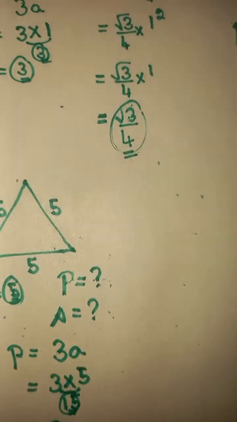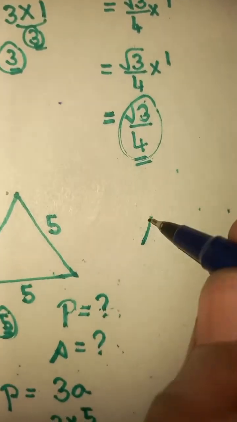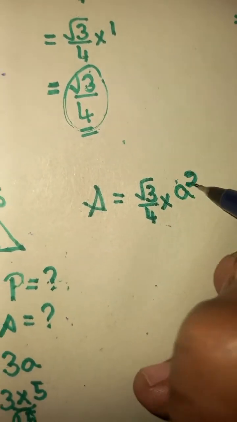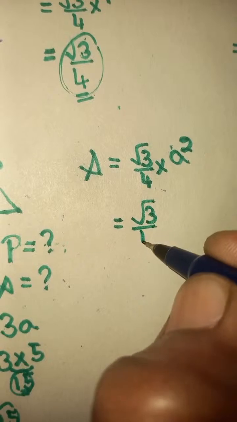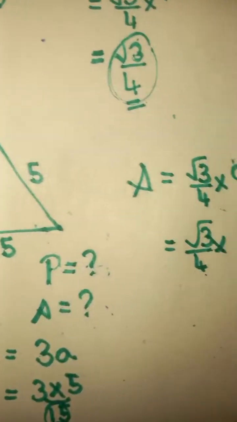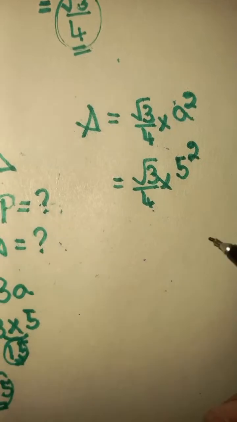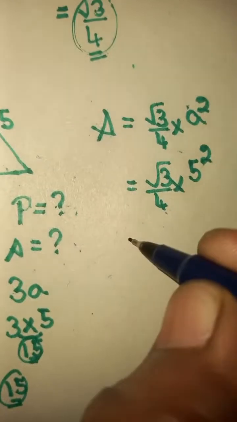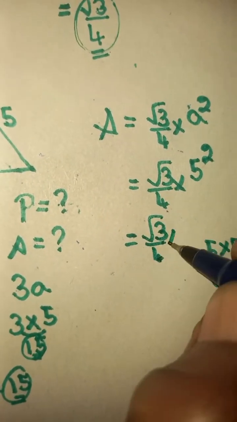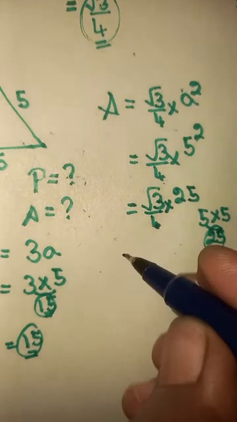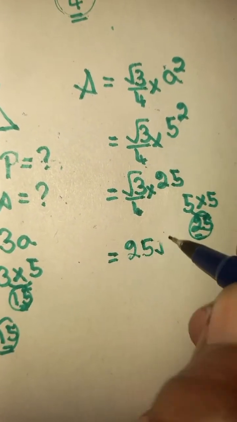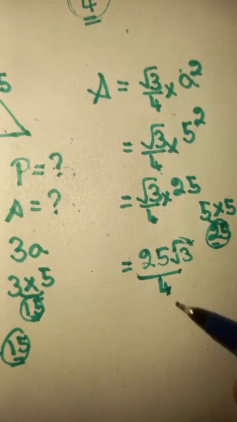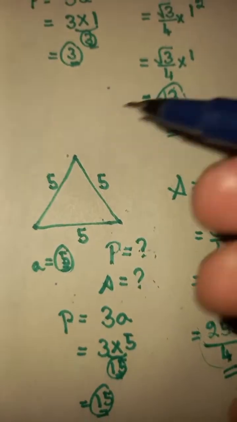And you need to find out what's the area. Area of this equilateral triangle is root 3 by 4 times side length square. Here the side length is 5 units, so it is 5 square. 5 square means 5 times 5, which becomes 25. So this is equal to root 3 by 4 times 25, which is 25 root 3 by 4 square units, the actual area of this equilateral triangle.